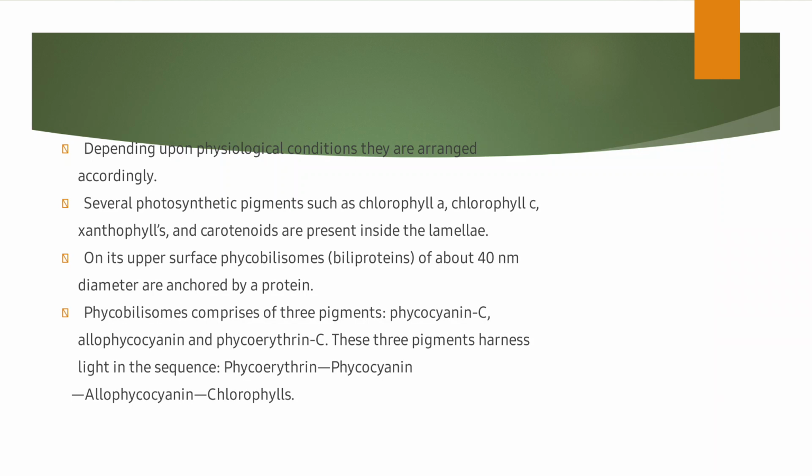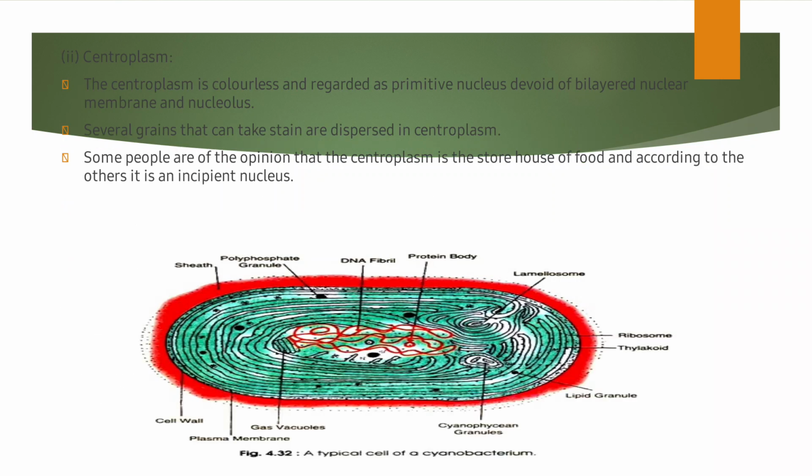On its upper surface, phycobilisomes, called biliproteins, of about 40 nanometer, are anchored by a protein. Phycobilisomes comprise three pigments: phycocyanin C, phycocyanin, and phycoerythrin C. These three pigments harness light in sequence. Next is about centroplasm. The centroplasm is colorless and regarded as a primitive nucleus devoid of a bilayered nuclear membrane and nucleolus. Several grains that can take stain are dispersed in the cytoplasm.